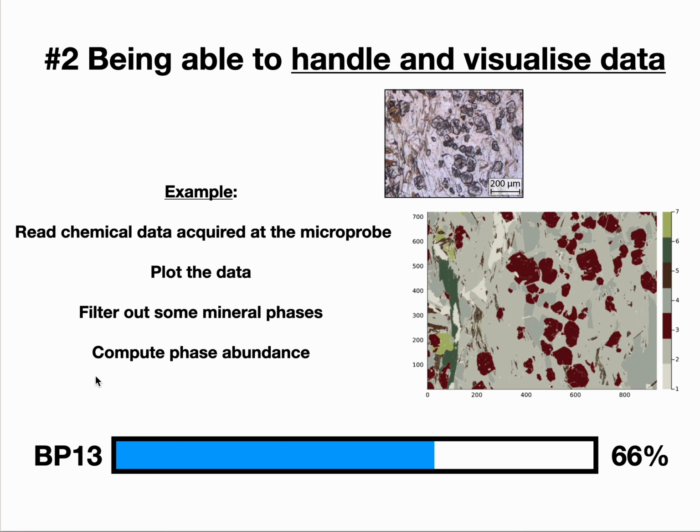A second example that we may also meet in this BP13 is reading chemical data acquired at the microprobe. So that's basically a mica schist with garnets, and you will learn how to plot the data, how to identify some mineral phases, and how to compute phase abundance. So you will be basically reading a thin section.